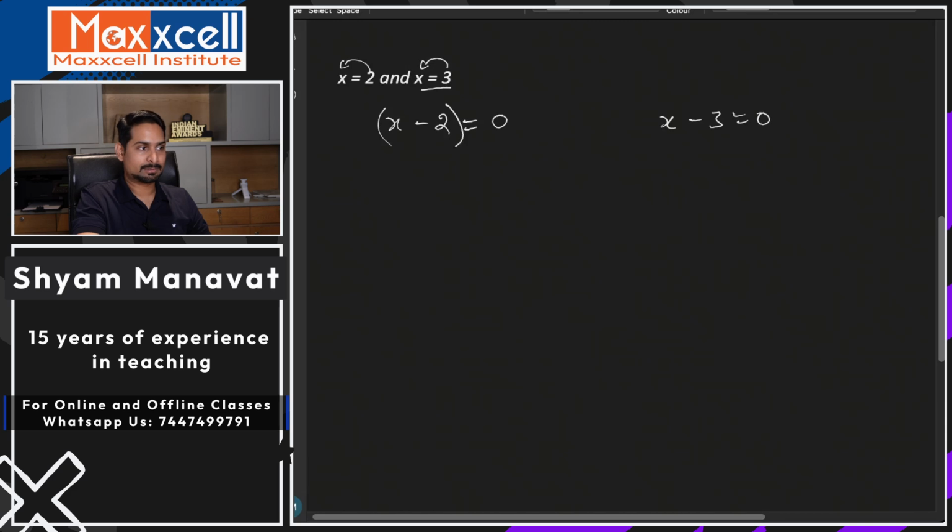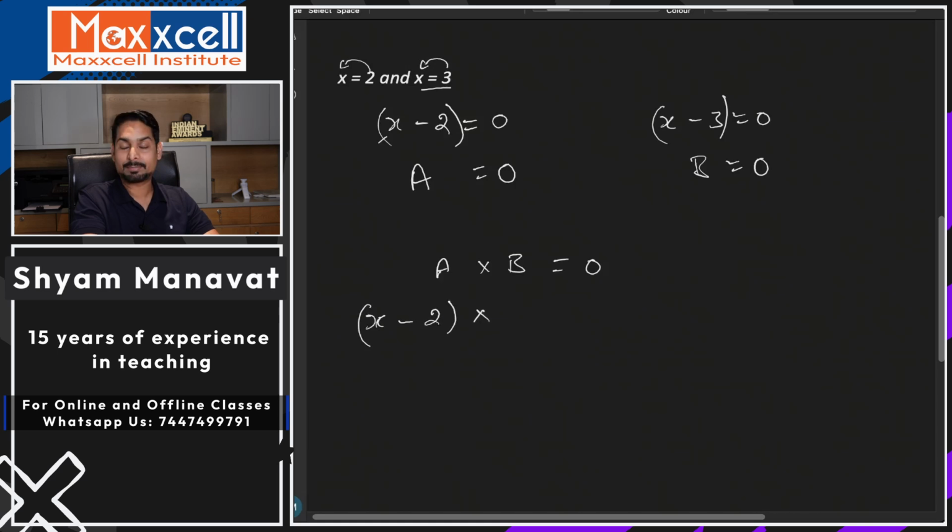If this is equal to 0 and this is also equal to 0, let's say a is equal to 0 and b is also equal to 0. It means if I multiply a and b, I am going to get the product also 0. Correct? So just stay tuned, don't skip any part of this video if you are a beginner, if you are building the concept. X minus 2 and here I got x minus 3 equals 0.